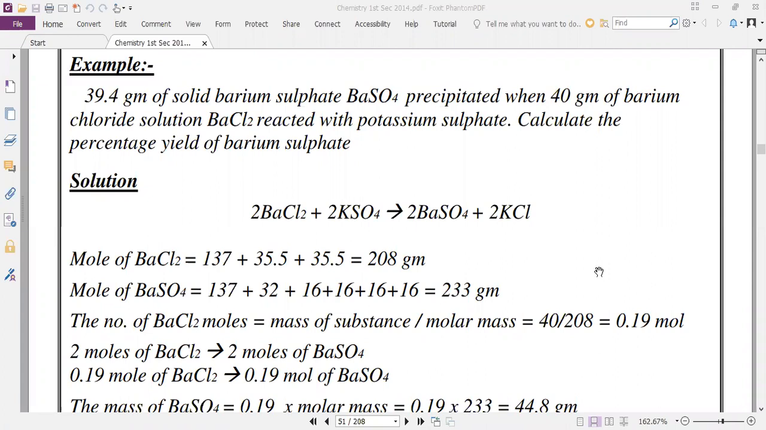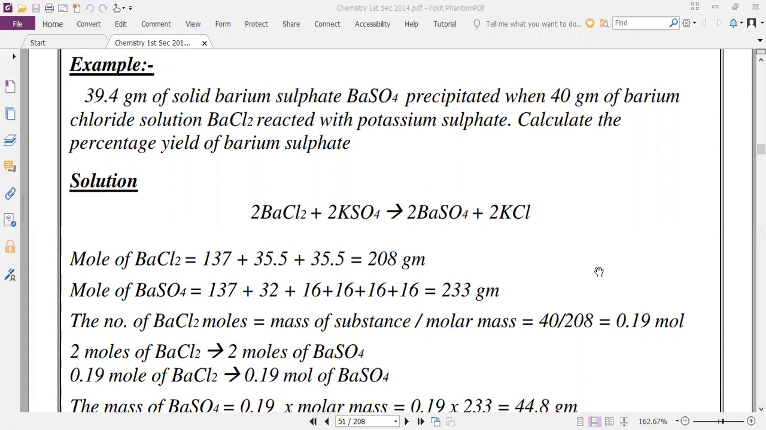39.4 grams of solid barium sulfate, BaSO4, precipitated with 40 grams of barium chloride solution, BaCl2, reacted with potassium sulfate. Calculate the percentage yield of barium sulfate. So first, we are going to write the balanced chemical equation as 40 grams of barium chloride solution.